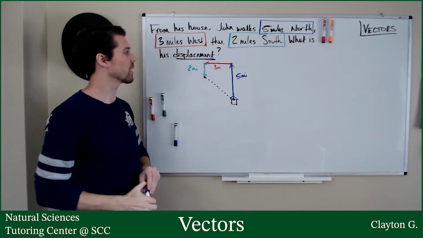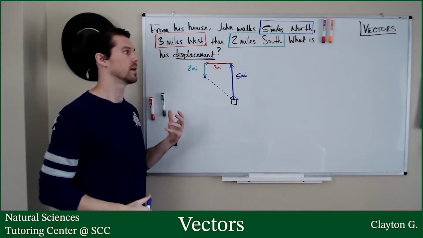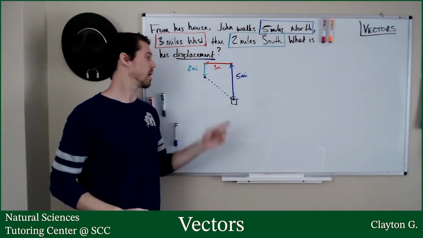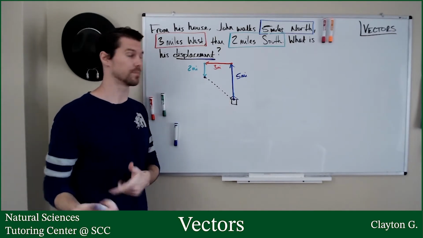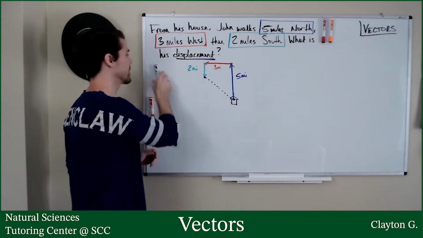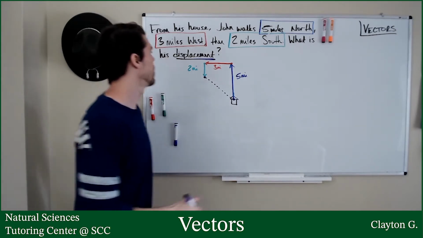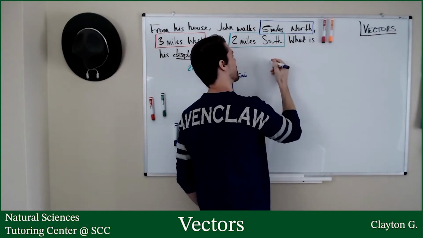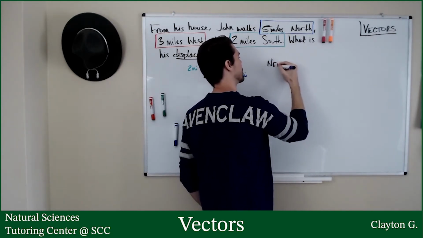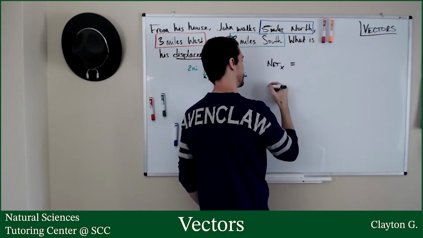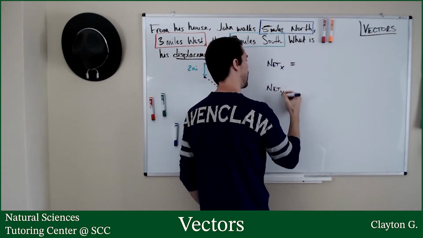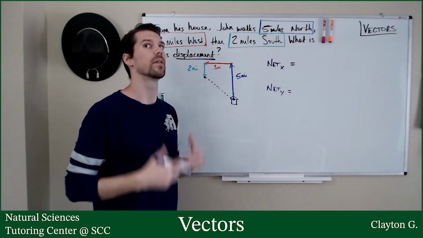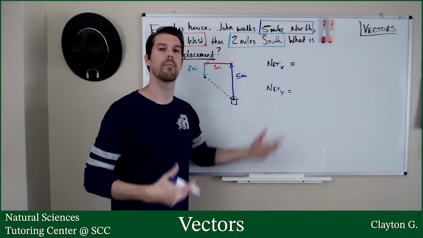All right, so first we're going to get the magnitude. That is the distance between here and here, the magnitude of our vector. And then the angle is going to be our direction. So to get the magnitude of our vector here, we're going to have to break this into x and y components. So we'll say net x equals and net y equals. And that just means all of the x's added together. So this is the sum of the x components and the sum of the y components.